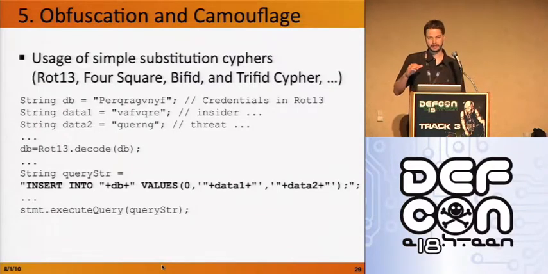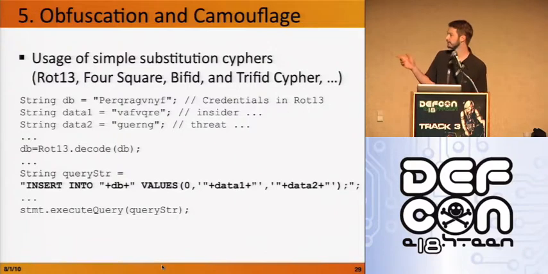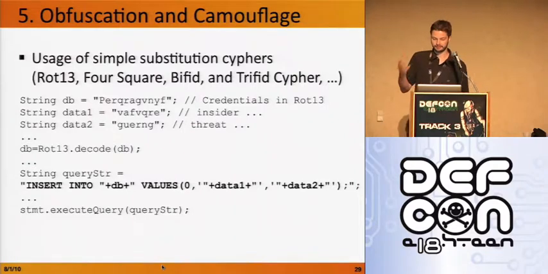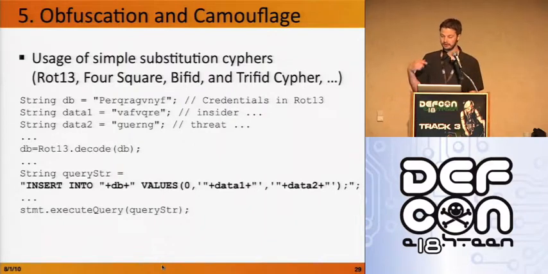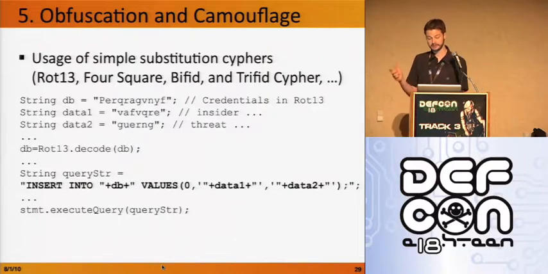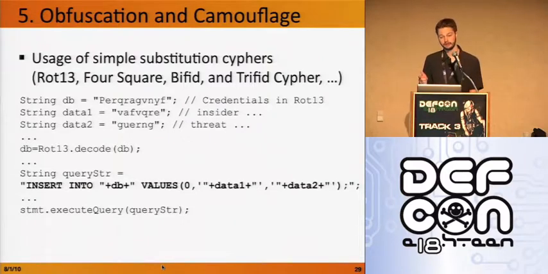Another way to hide from a manual inspector is using very simple substitution ciphers, like for instance ROT13, Foursquare, BFIT, and so on and so on. Over here, what they did is they wanted to insert something in a particular database, but they wanted to hide what kind of database they were inserting to, and also what kind of values they were inserting. So up front they declared a couple of variables, the database, the data, and data2. They didn't give any specific names, and they encoded it with ROT13. ROT13 is really useful because it only requires like 6 lines of code to implement.